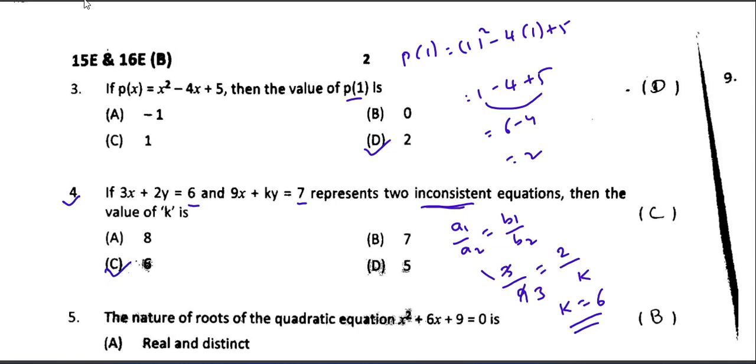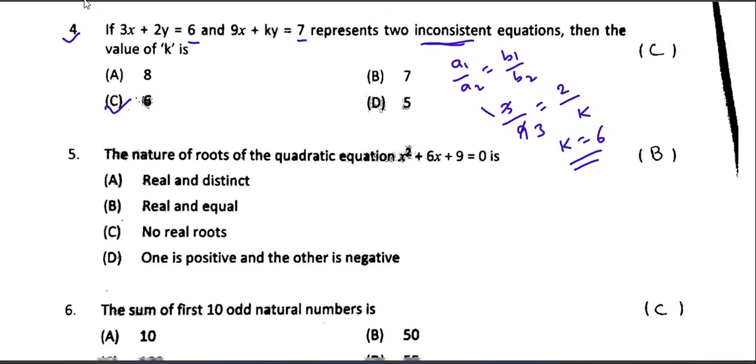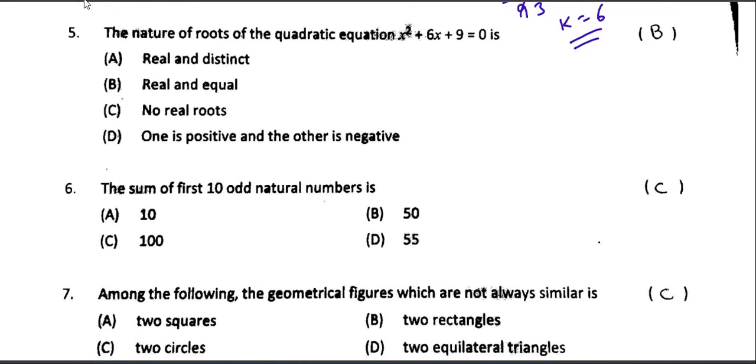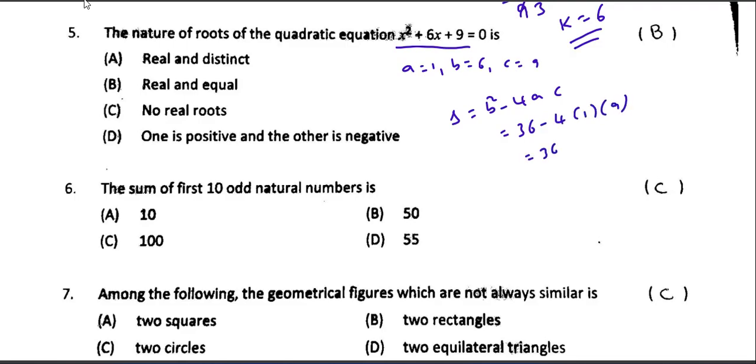Next, fifth one. The nature of the roots of the quadratic equation. So first, what is the a value? 1. The b value is 6. The c value is 9. For the nature of the roots, find the discriminant, b square minus 4ac. So b square means 6 square, 36, minus 4 into a value 1 into c value 9. So 36 minus 36, that is 0. Delta value 0 means what? Real and equal. Option B.